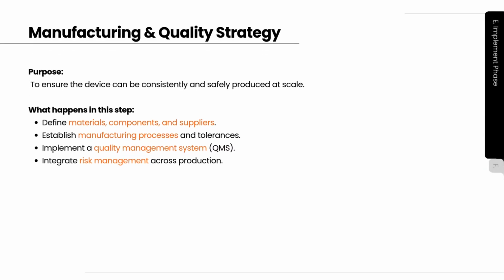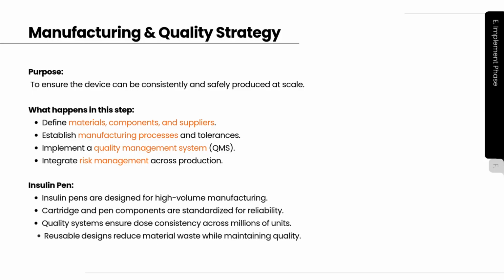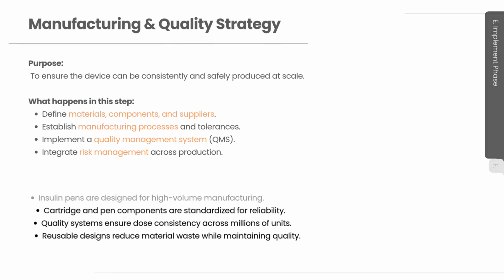This step ensures the device can be consistently and safely produced at scale. It involves defining materials, components, and suppliers, establishing manufacturing processes and tolerances, and implementing a quality management system. For insulin pens, standardized cartridges and components support high-volume production, while quality systems and risk management ensure dose consistency and reliability across millions of uses, including in reusable designs.